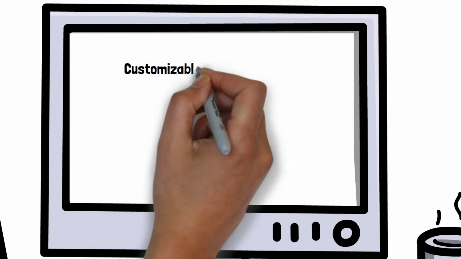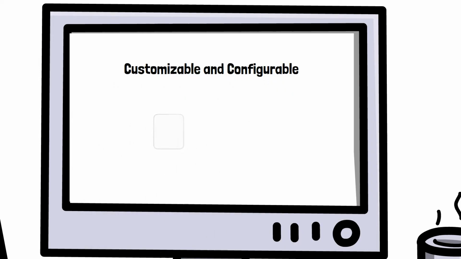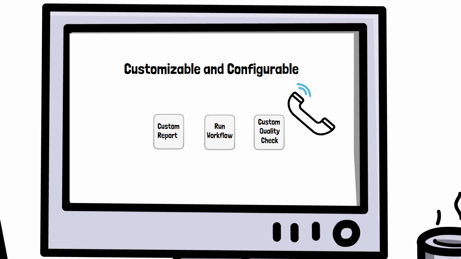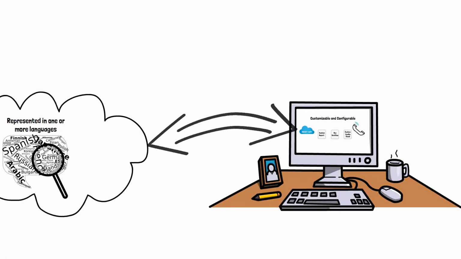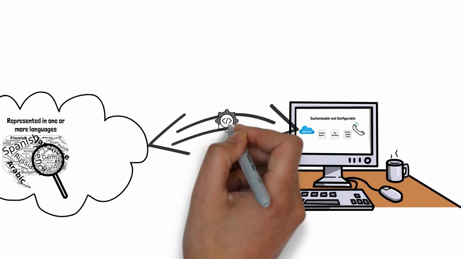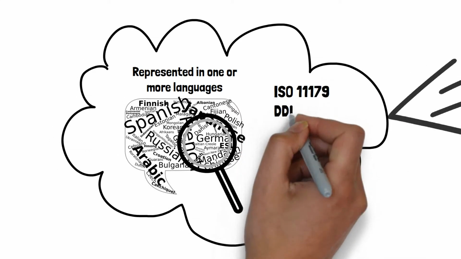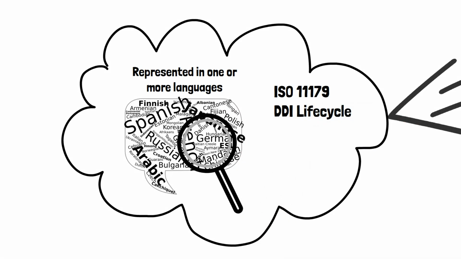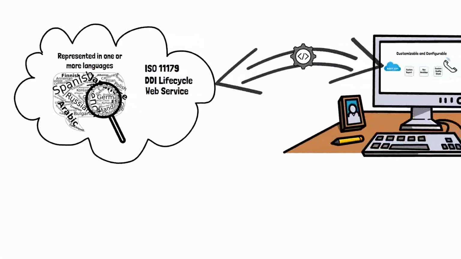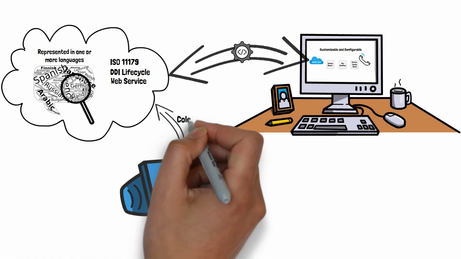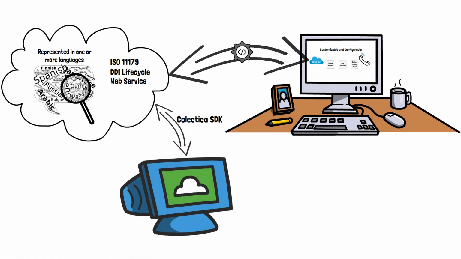Colectica Portal is highly customizable and configurable. You can create buttons that appear on an items page or on the basket page. When clicked, those buttons call an external web service. Colectica Portal also includes the Colectica Repository REST API. This allows programmatic access to the Colectica repository, and with the repository being built on ISO 11179, DDI Lifecycle Open Data Standards, as well as web service standards, it's easy to integrate into workflows and third-party applications, especially when using the Colectica Software Developer Kit, Colectica SDK.